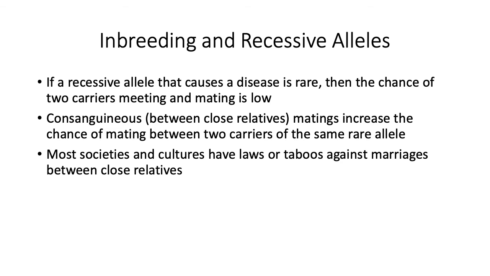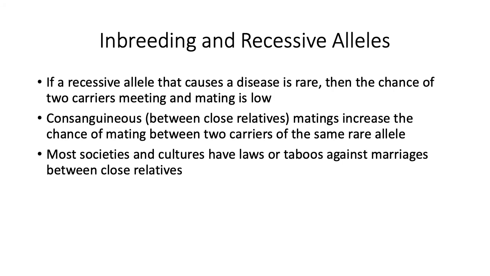The likelihood of two carriers reproducing is increased when there is inbreeding involved. This could mean two members of the same family breeding, or it could mean a group that is genetically isolated from other groups. One of the reasons that taboos against inbreeding exist is because the offspring of these relationships have a higher likelihood of inheriting two copies of a recessive allele that will cause a genetic condition.